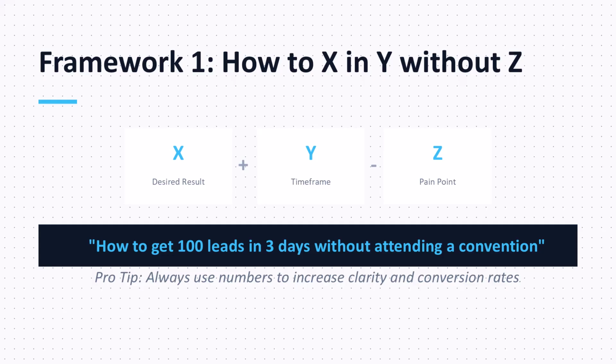For example, instead of how to get leads, try how to get 100 leads in 3 days without attending a single convention event. Or how to be an expert in your industry so people will seek your advice when they have problems. See how powerful that is? It creates immediate intrigue and promises a clear benefit with a clear avoidance of pain.